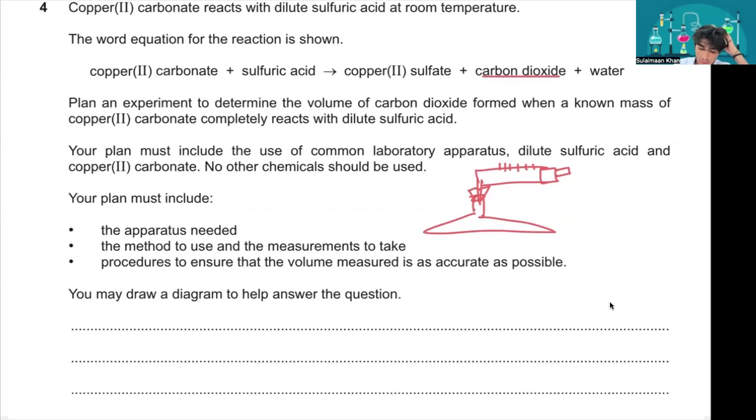So how do you plan an experiment to determine the volume of carbon dioxide formed? You start the experiment, you add these two: known mass of this, known mass of that, known concentration. You measure it. Like I'll take 5 grams of copper carbonate, add it to sulfuric acid in a conical flask. I'll add a bung to it to prevent the carbon dioxide from escaping. And once the reaction starts to take place, I'm gonna obtain carbon dioxide in my gas syringe, right?